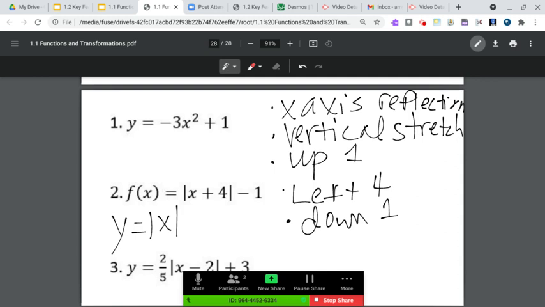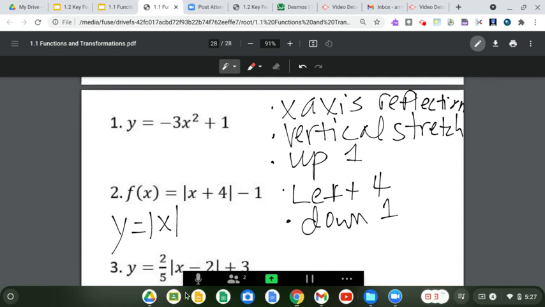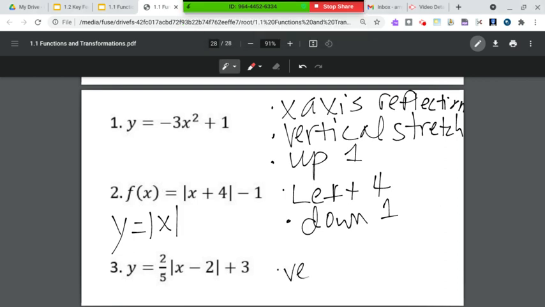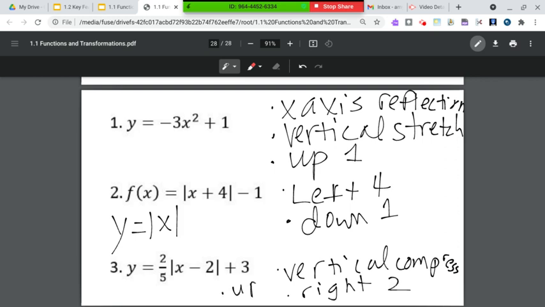Okay, and let's do this last one here. So again, even though you may have not done absolute value, those transformation rules still kind of all apply. What does that outside 2/5 do? It compresses it. Yep, by 2/5. Vertical compression. Good. Okay, and then what about on the inside? What does the -2 do? It moves right. Right 2. And then what about the outside? It goes up 3. Up 3.